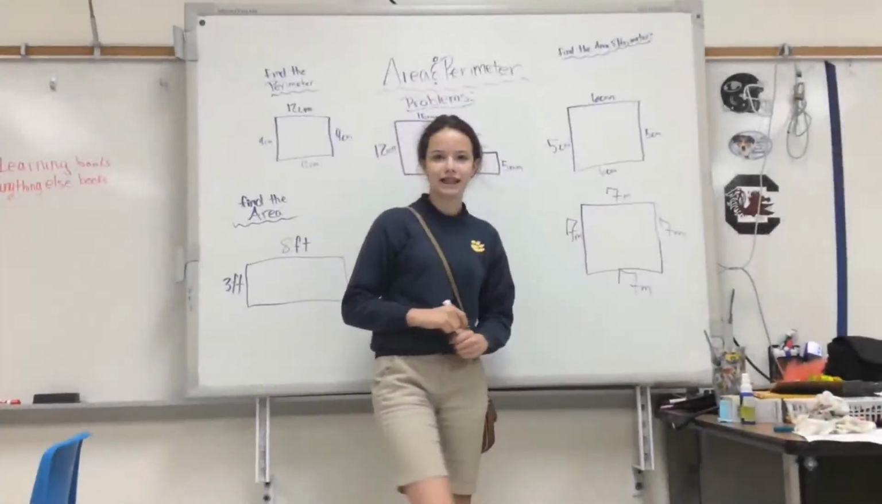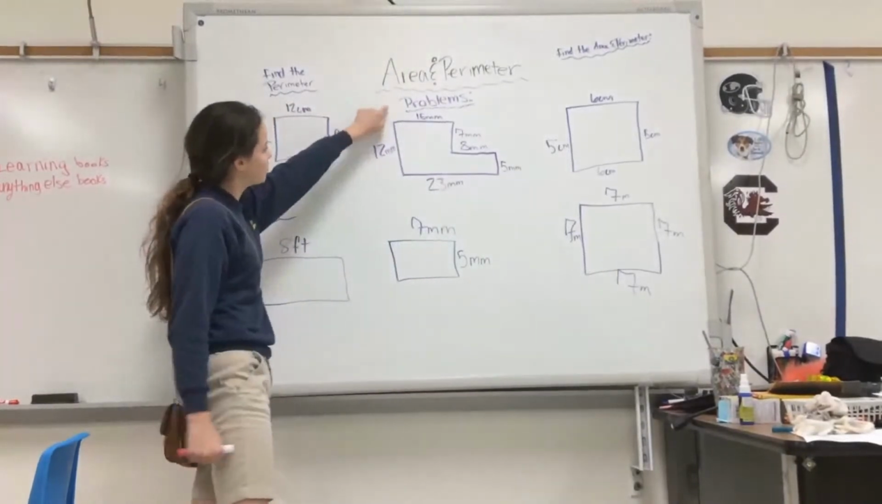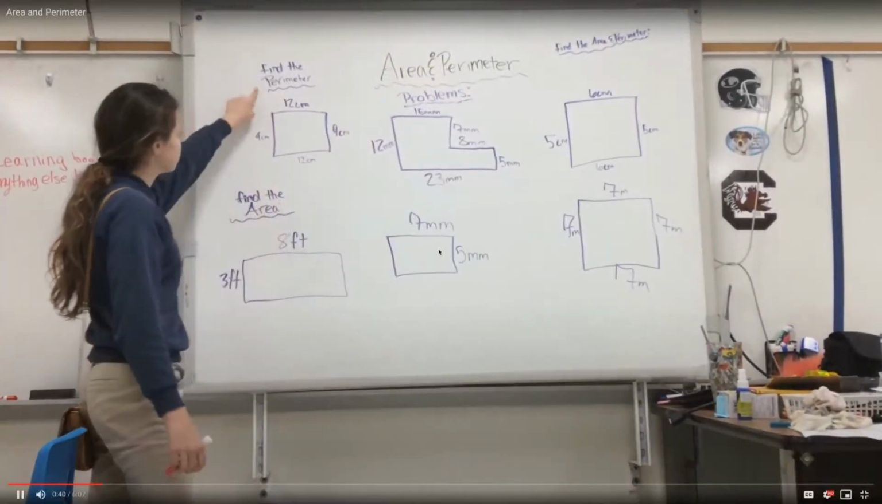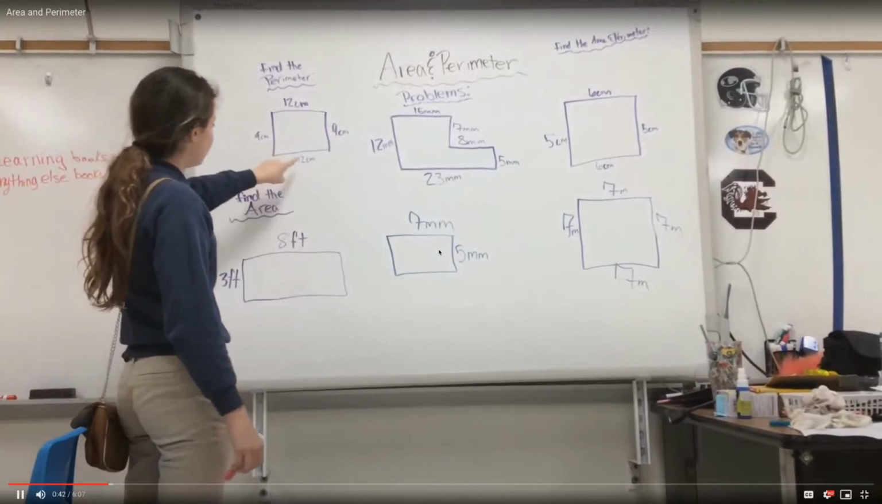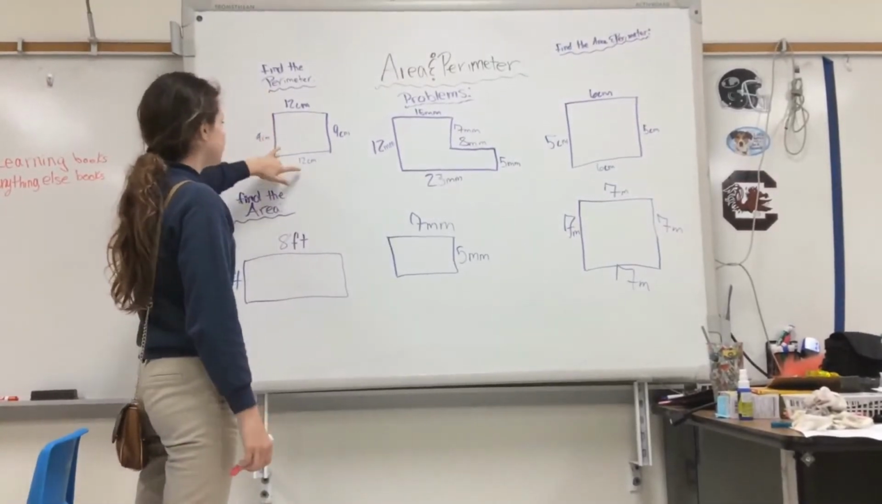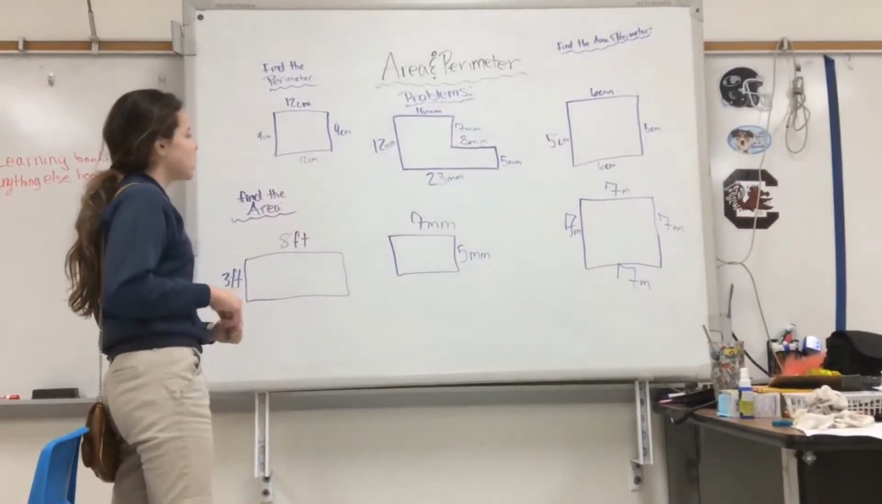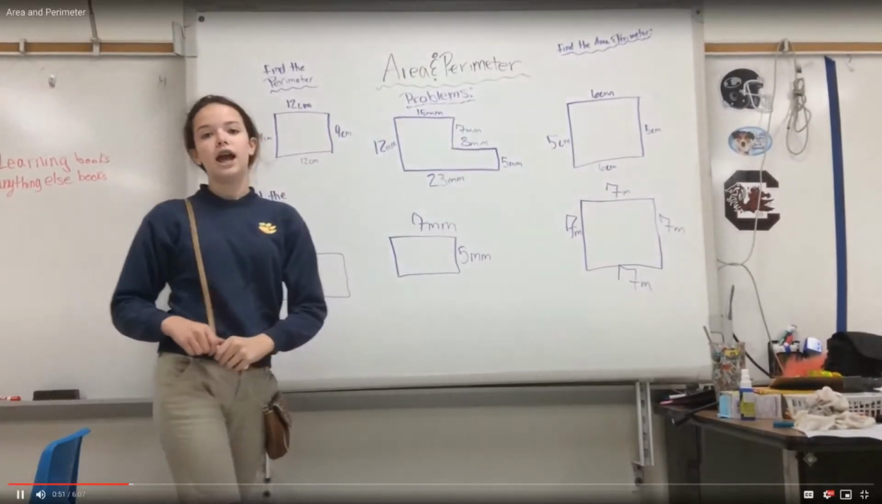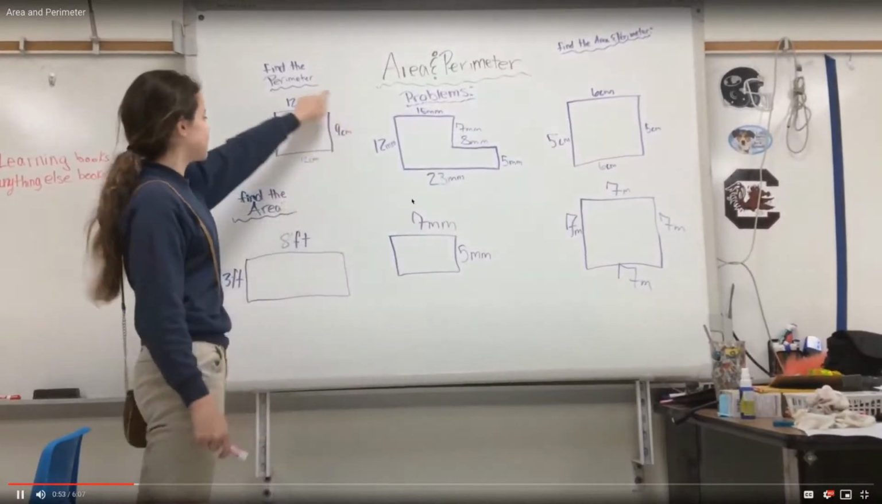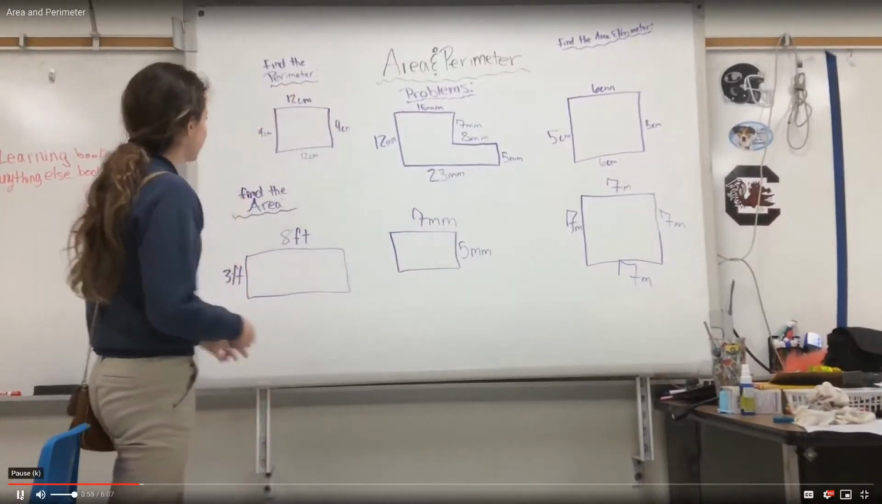Hi guys, my name's Brianna, and today I'm going to be showing you how to work out area and perimeter problems. So for this first one, we're just finding perimeter. On the bottom and top side, we have 12 centimeters. And on the left and right side, we have 9 centimeters. How to find the perimeter is we add all the outside sides together.